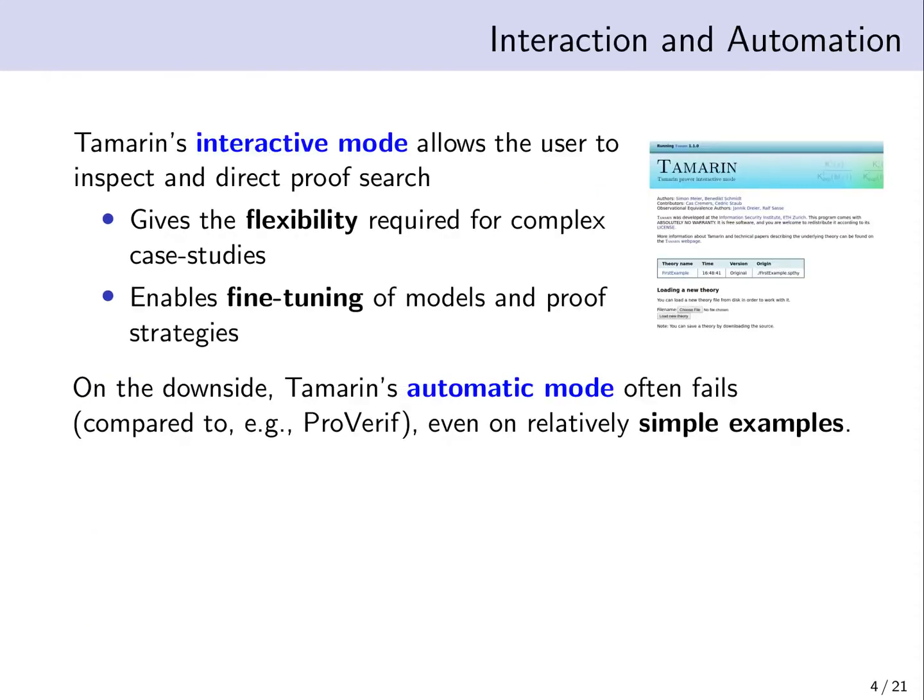The interactive mode is a web interface which looks like this here on the top right, and it allows the user to inspect and direct proof search, which gives the flexibility required for complex case studies and allows the user to fine-tune the models and the proof strategies. On the downside, Tamarin has an automatic mode, but it's not as automatic as, for example, ProVerif, as it may fail even on relatively simple examples.